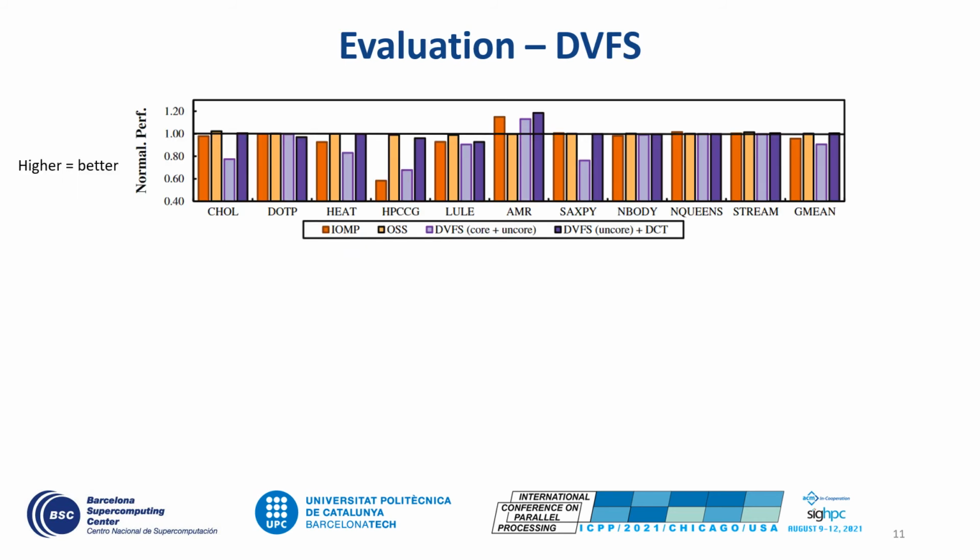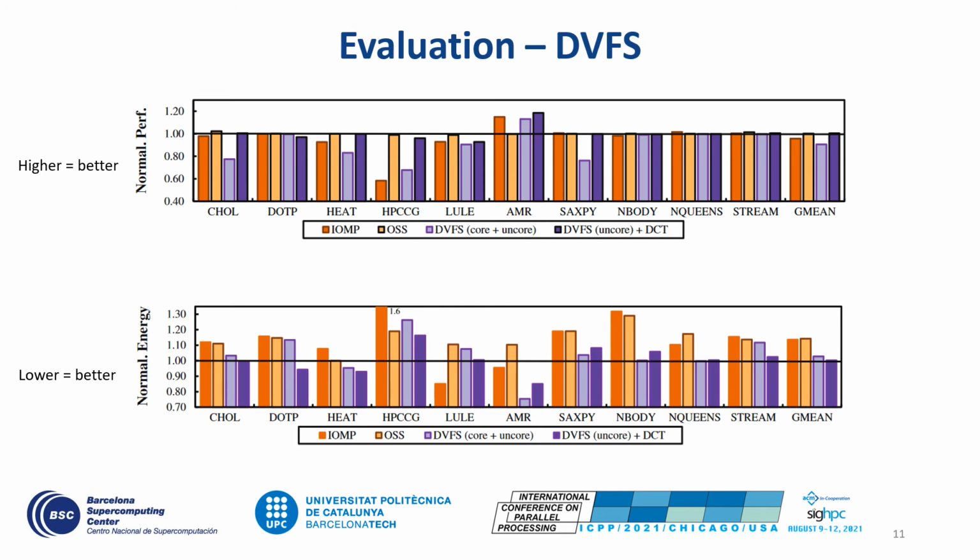Afterwards, we evaluated the performance and power consumption of our DVFS techniques. So we compared the OpenMP vendor implementation, the OMS baseline, DVFS core and uncore, and DVFS uncore using DCT for memory-bound workloads instead of DVFS core. As we can see, the best performance overall is obtained using DVFS uncore plus DCT, which is the one that leaves performance unhindered, and in some cases, such as mini-MR, improves it substantially.